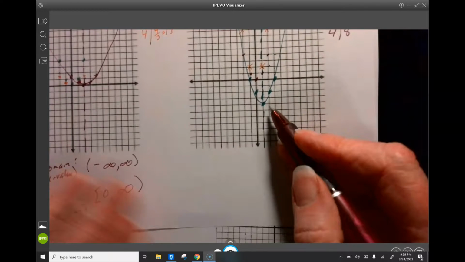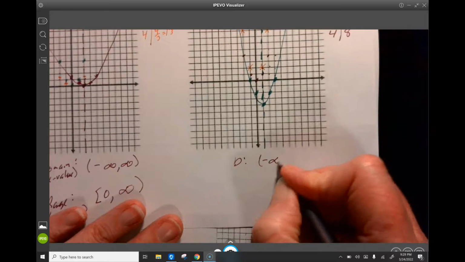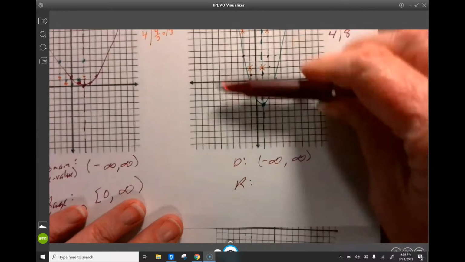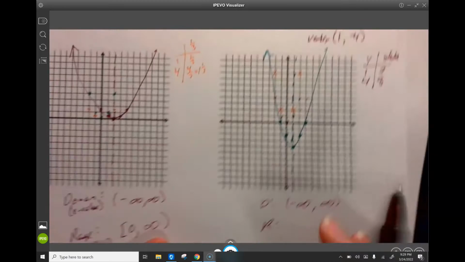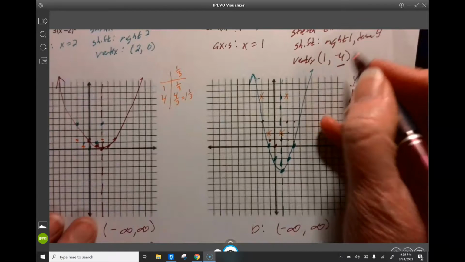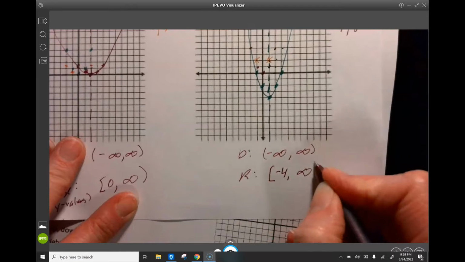Let's look at this one. Any restriction on my domain? Nope. So it's all real numbers. Negative infinity to infinity. Range. What are my y values? Well, they're starting way down here. And notice that it's going to be your vertex. So it's going to start at the y value of your vertex and go on forever and ever.